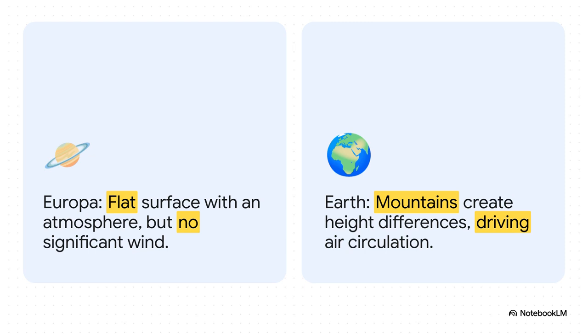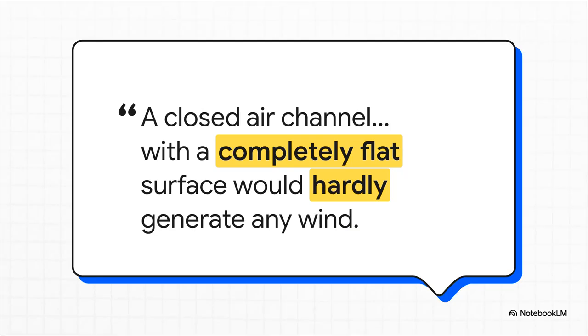Now think about Earth. Our huge mountains and deep valleys, they're basically our planet's version of tilting the tube. They create the massive height differences that let gravity drive our enormous global wind patterns. And the source material for this explainer just says it so clearly. A planet that's totally flat would barely have any wind to speak of. It's the bumps and ridges, the topography of the planet itself, that actually unleashes the power of the atmosphere.